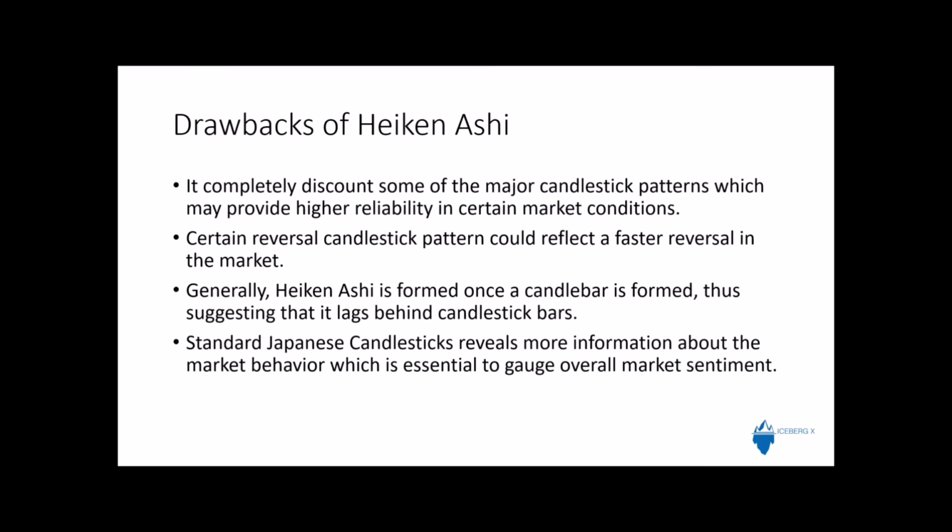And since Heiken Ashi candles are based on a calculation of the Japanese candlesticks, it requires a single bar movement from the Japanese candlesticks. That means it needs more data, so in a way it tends to lag behind. But in terms of visually showing whether the trend is still strong or weak, I think Heiken Ashi actually does a better job compared to the Japanese candlesticks.